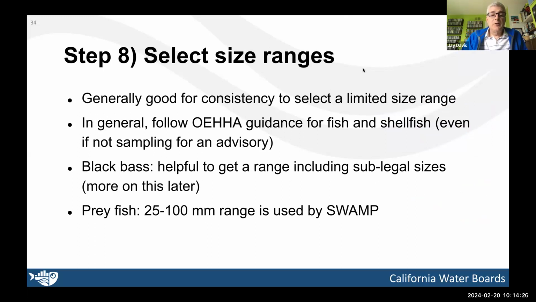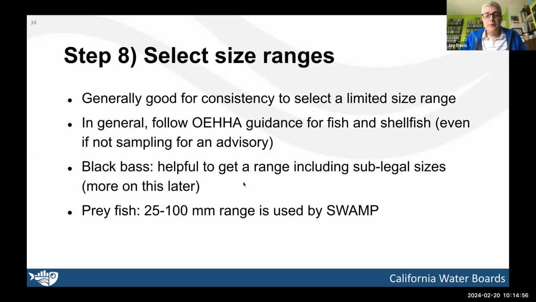Okay, so step 8, selecting size ranges. This is of the species that you're monitoring. It's generally good for consistency. OEA has guidance for this based on legal limits and edible size limits. So in general, SWAMP follows OEA guidance. Wes will go into this a little bit later, but there's a couple of additions that we do.